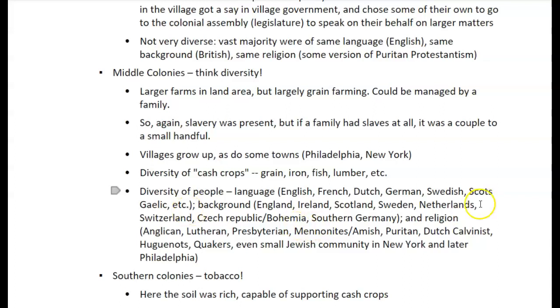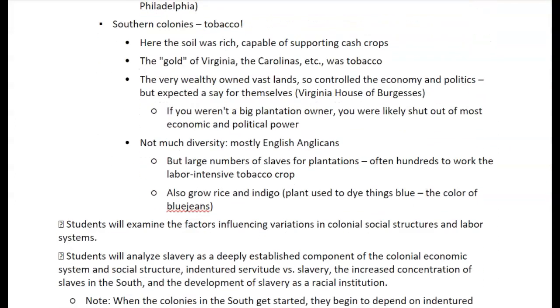When you hear the word southern colonies, you should think immediately of tobacco. They didn't find any gold in Virginia, but they found tobacco, sort of brown gold, as they thought of it. Big, big cash crop, and they grew it in Virginia and the Carolinas. The soil in the South was rich, capable of supporting a very demanding crop. Tobacco really eats up the soil.